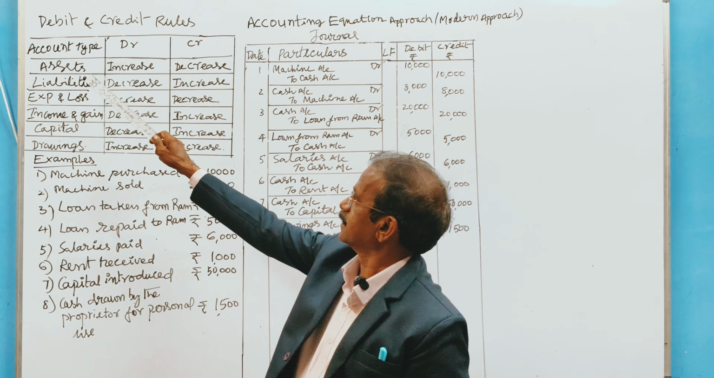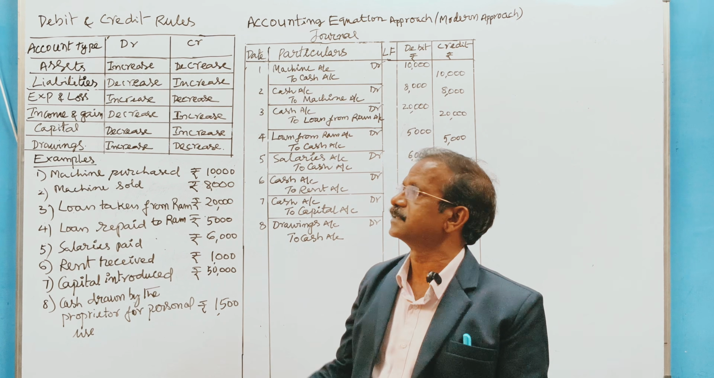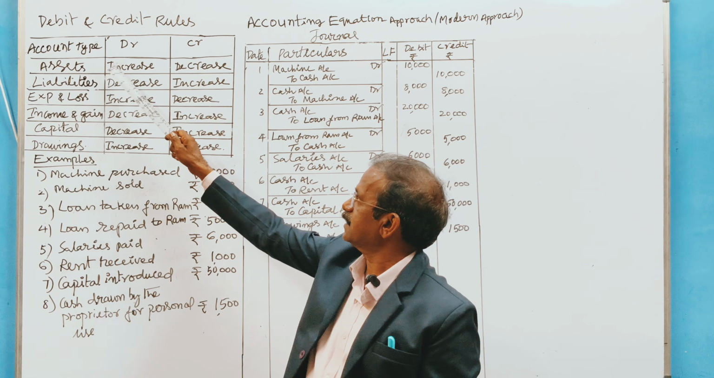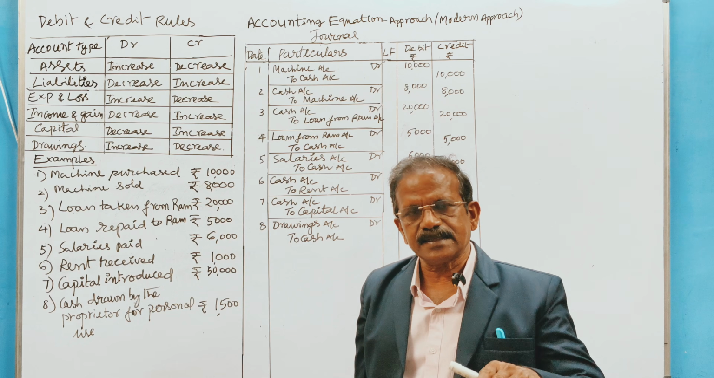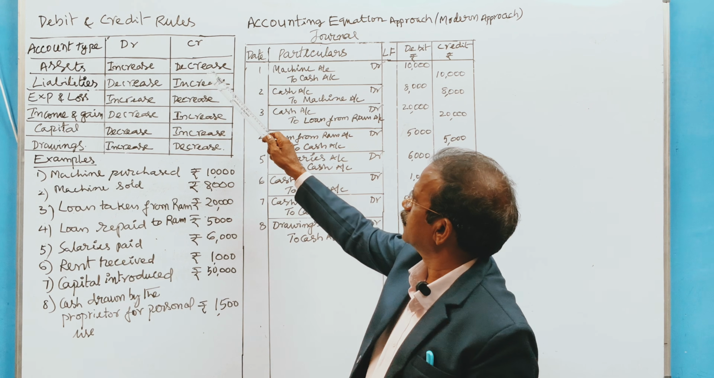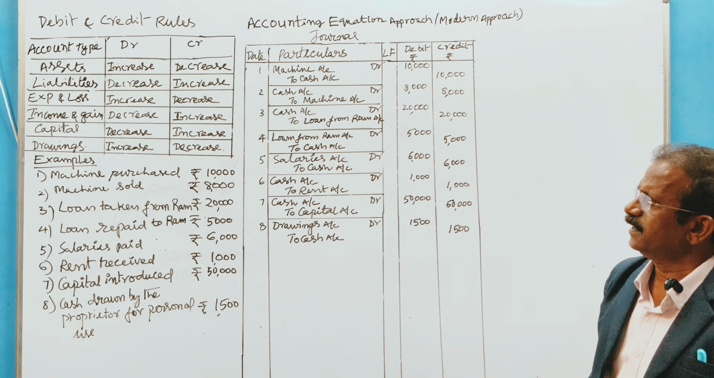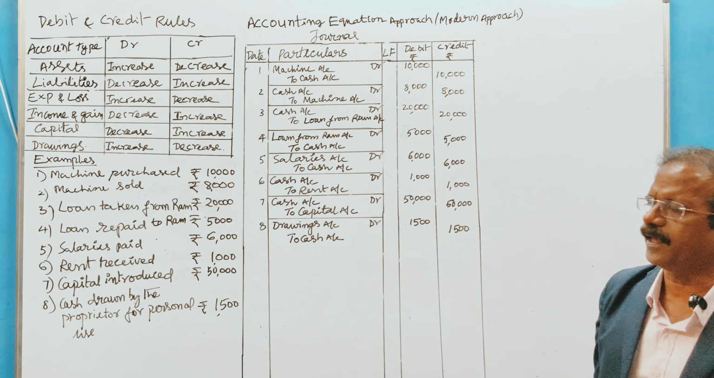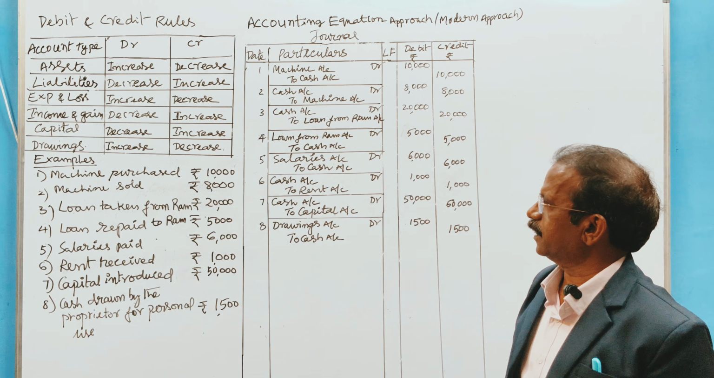In case of assets, when an asset is increasing in the business, that asset account is debited. When any asset is decreasing, then that asset account is credited. In this way, we have to apply all these rules. Let us take an example.